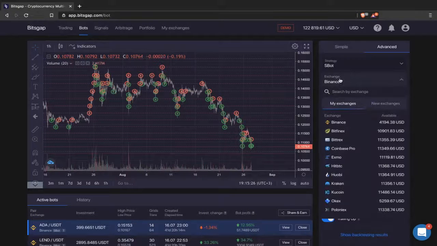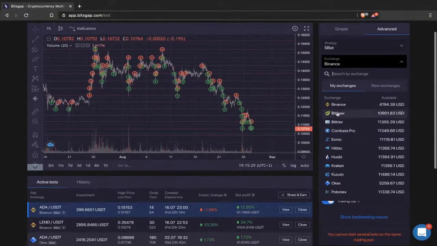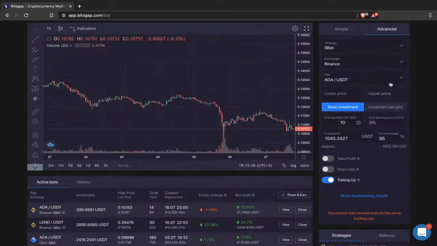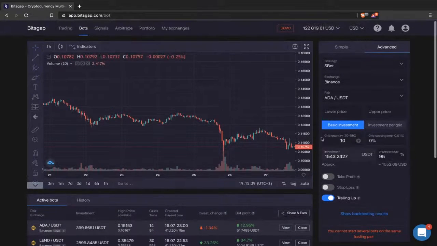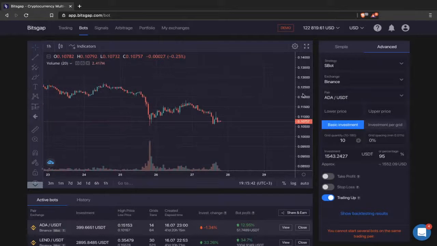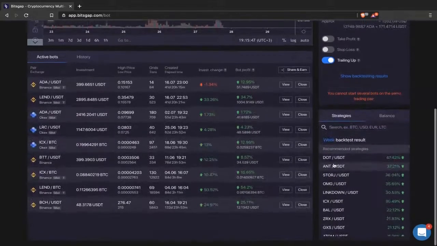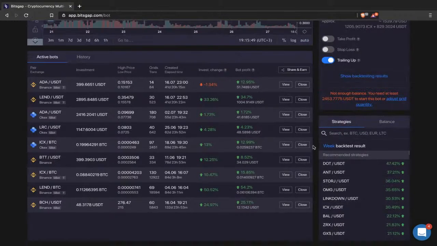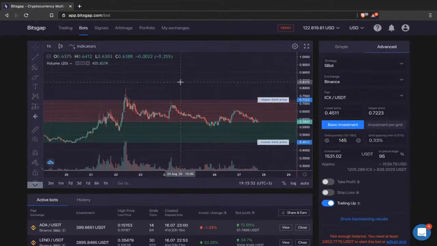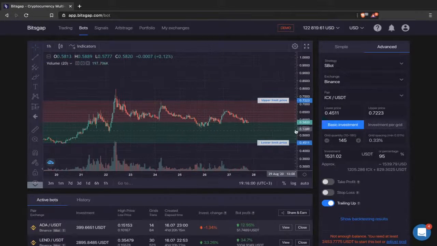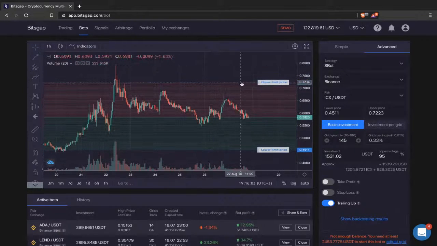So here you can select the exchange, and in the demo mode we have several exchanges already linked with virtual money, but we will stick to Binance just to make it simple. It's the most liquid cryptocurrency exchange as of today. So let's say we've selected ICON trading to USDT. And you see automatically the system assigns the trading range. That's the setup it recommends, which I can adjust in any way I want.